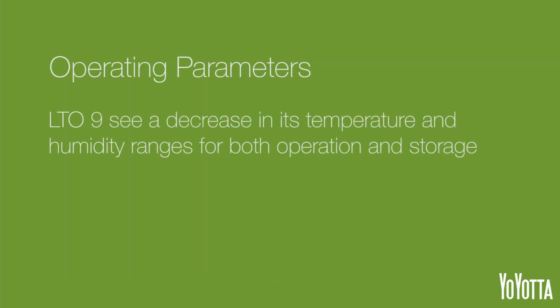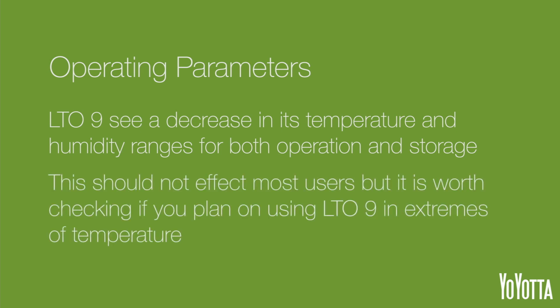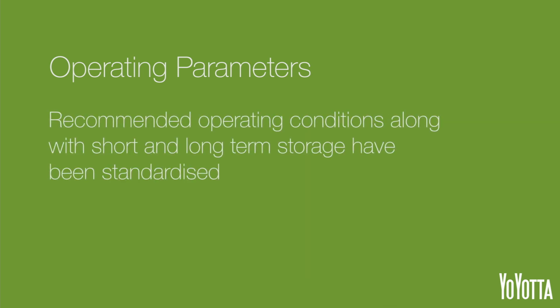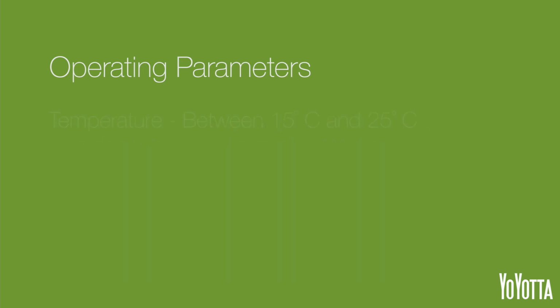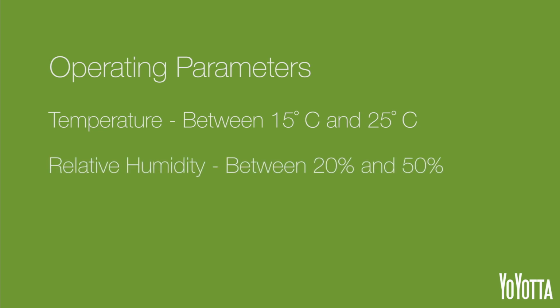LTO 9 sees a decrease in its temperature and humidity range for both operating conditions and storage. This should not affect most users, but again, it's worth keeping in mind. Recommended operating conditions for LTO 9, along with short-term and long-term storage, have been standardized. Temperature should be kept between 15 degrees Celsius and 25 degrees Celsius, and relative humidity between 20% and 50%.